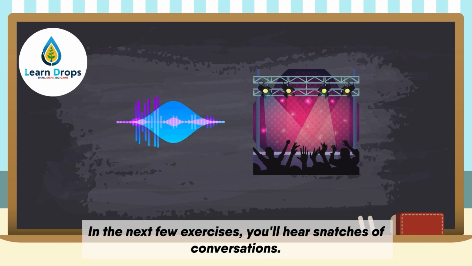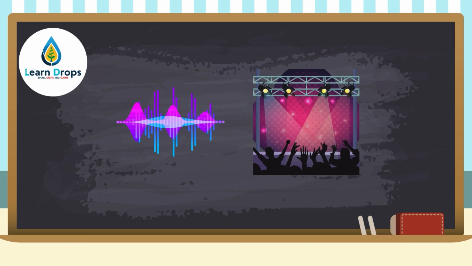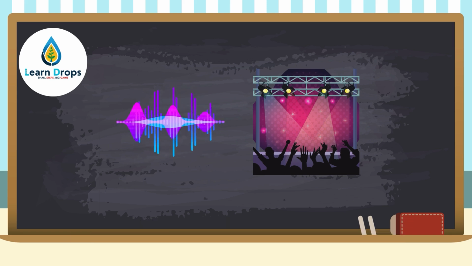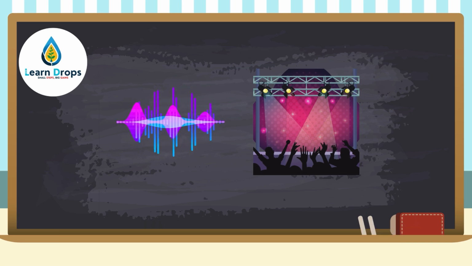In the next few exercises, you'll hear snatches of conversations. Try to place them in context. Listen carefully to the tone of the people's voices. This will tell you something about their mood, whether, for example, they're happy or sad. Imagine a scene where a lot of people are talking. What sort of mood are they in?